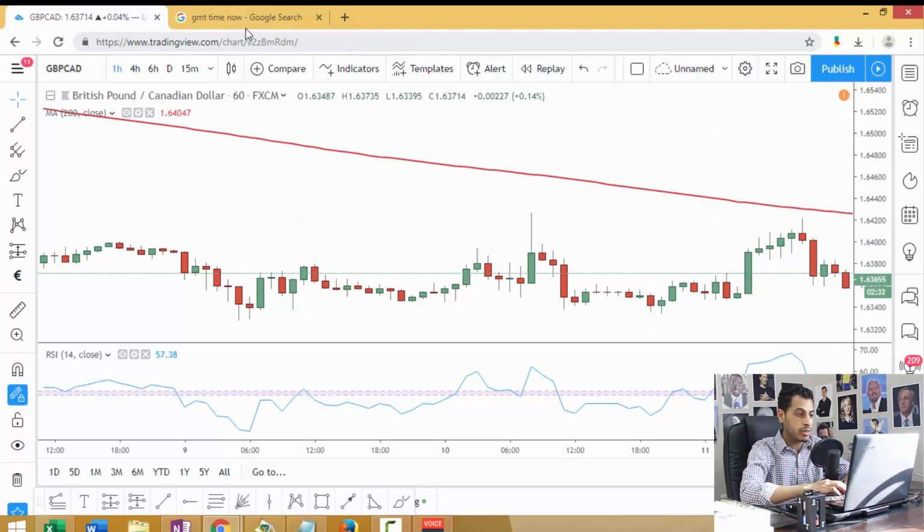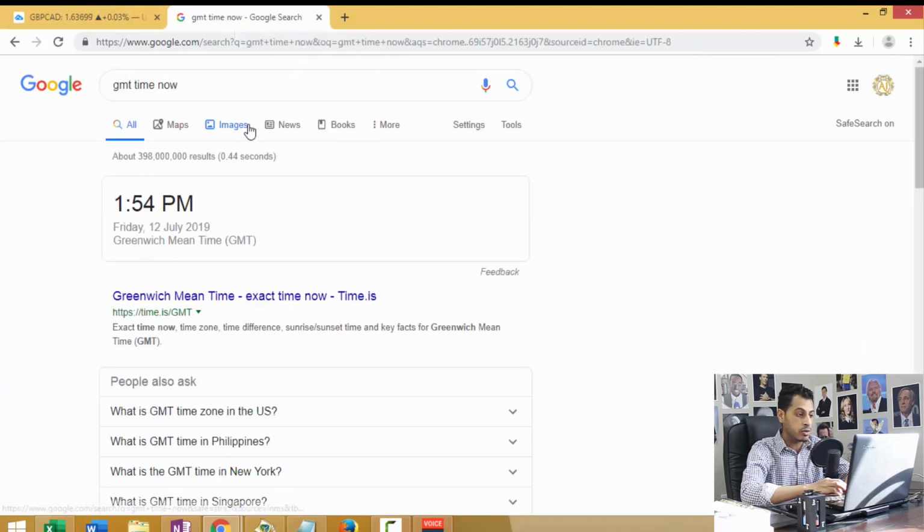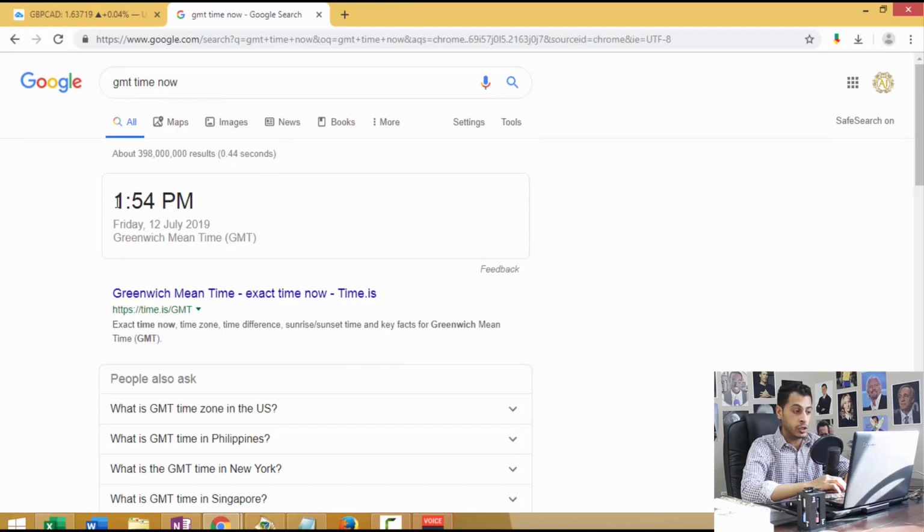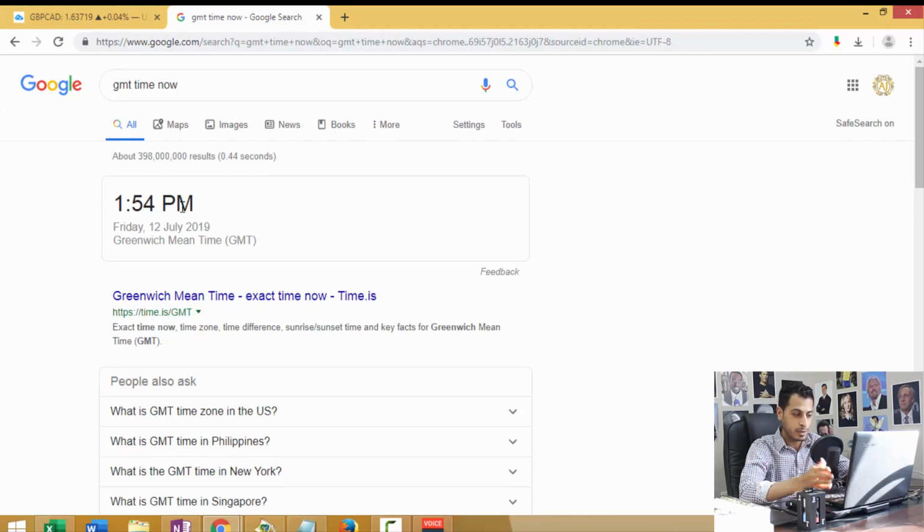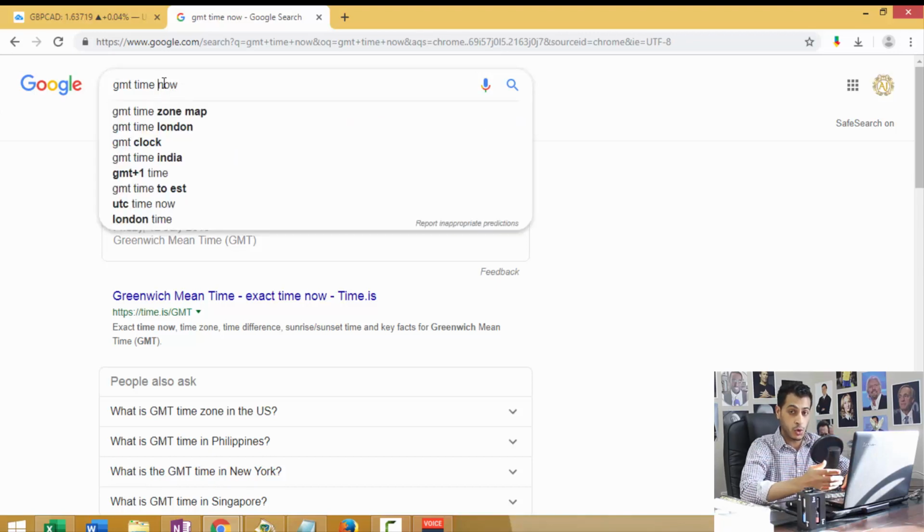And one more thing, if you want to really make sure that you understand the time zone I'm talking about, you can go to Google and search GMT time now. You're going to see it is currently 1:54 p.m., so almost 2 p.m. But that is not the time that you want. You actually want GMT time plus 3.